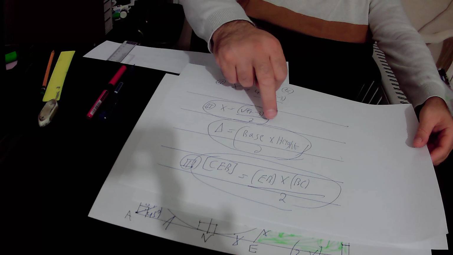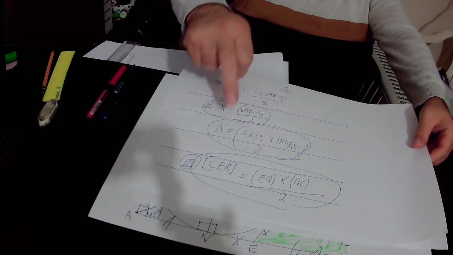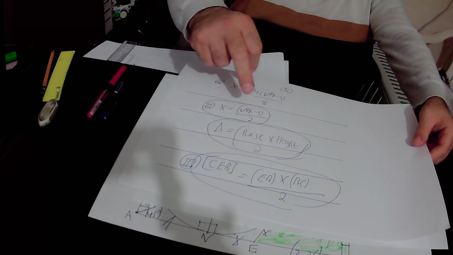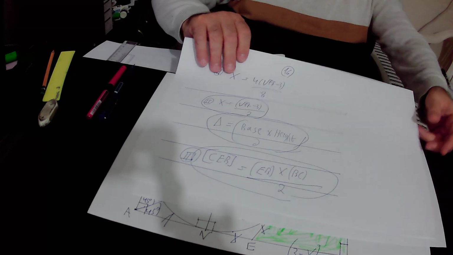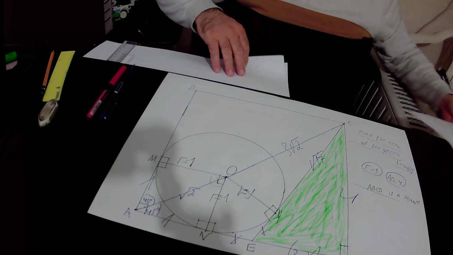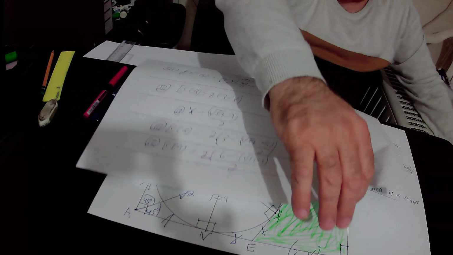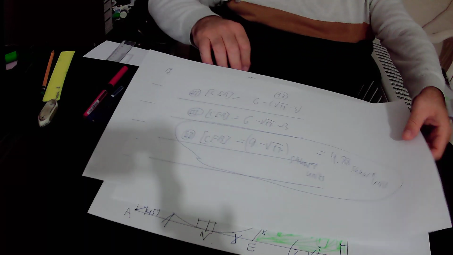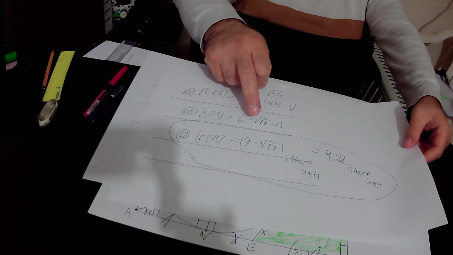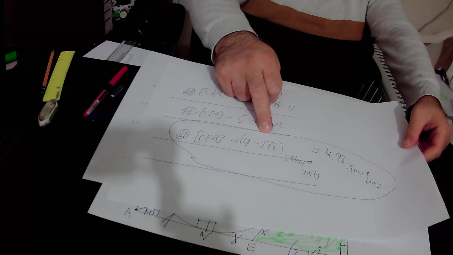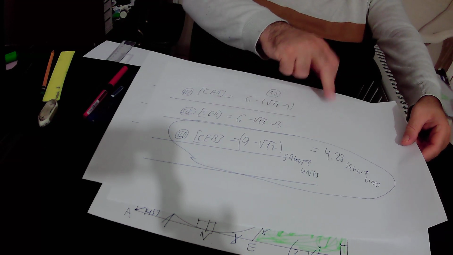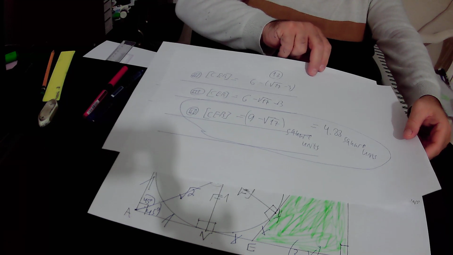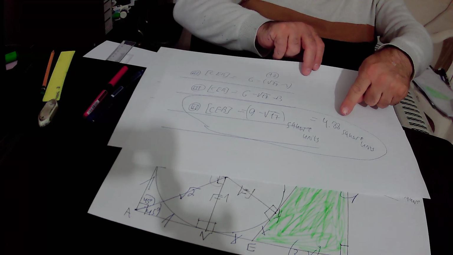The area of the right green triangle CEB equals the base times the height over 2. The base is EB, the height is BC. We divided it by 2, and we got that the area of the green right triangle, triangle CEB, equals 9 minus square root of 17 square units, or in terms of numbers, it equals 4.88 square units.